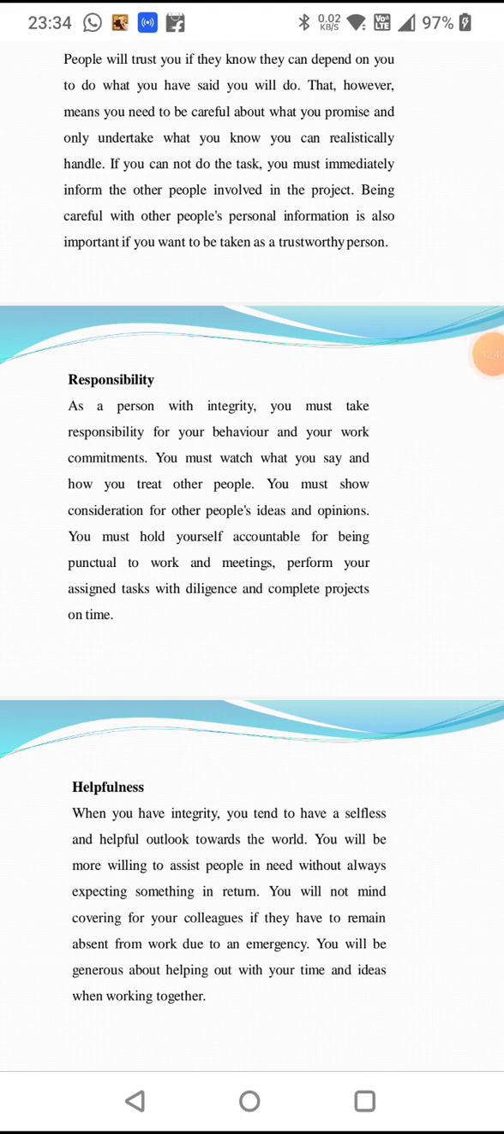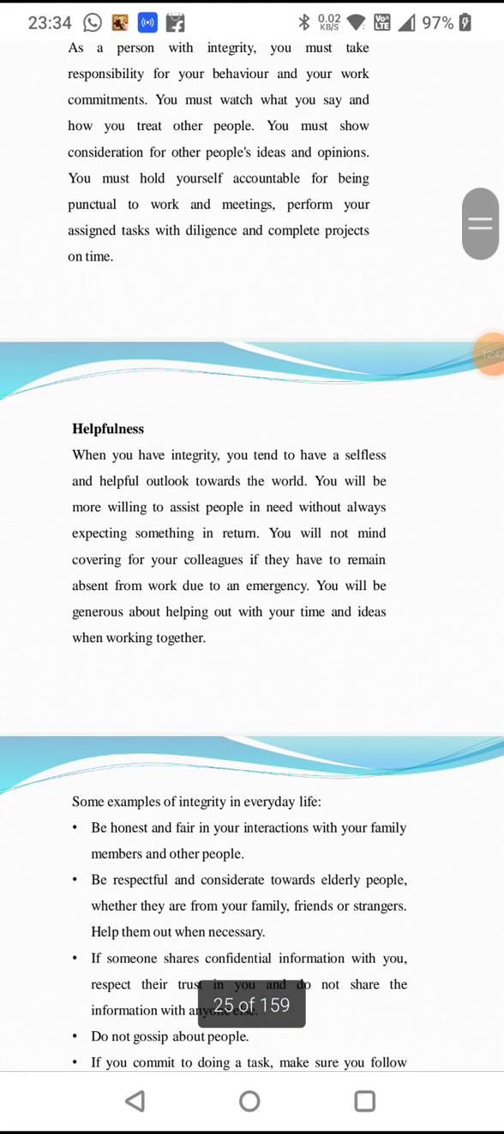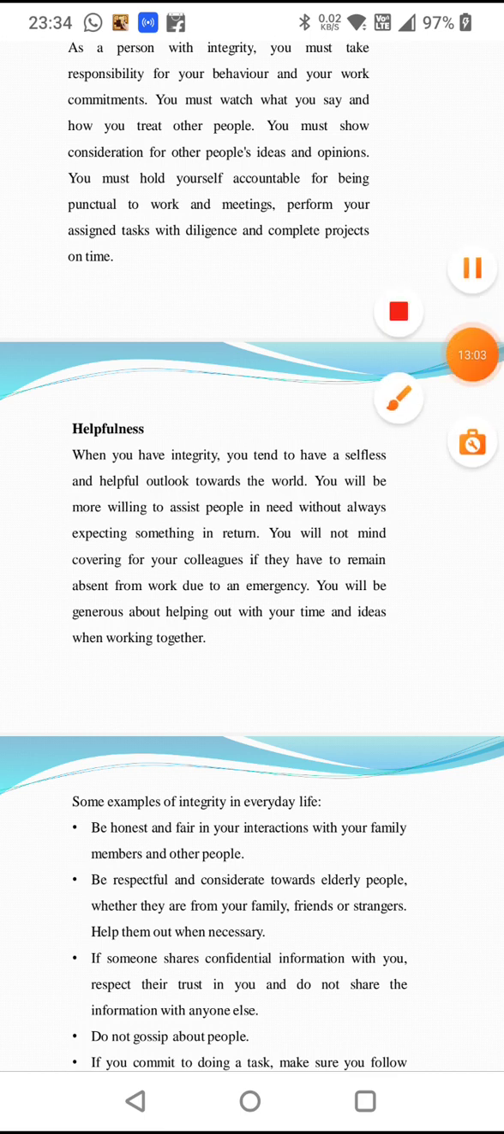Next is helpfulness. So, what do you mean by that? When you have integrity, you tend to have a selfless and helpful outlook towards the world. You'll be more willing to assist people in need without always expecting something in return. You will not mind covering for your colleagues if they have to remain absent from work due to an emergency. You will always be generous, right?